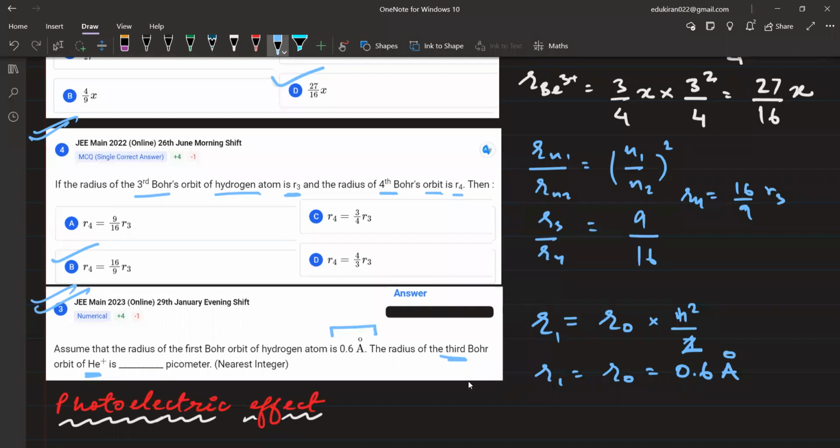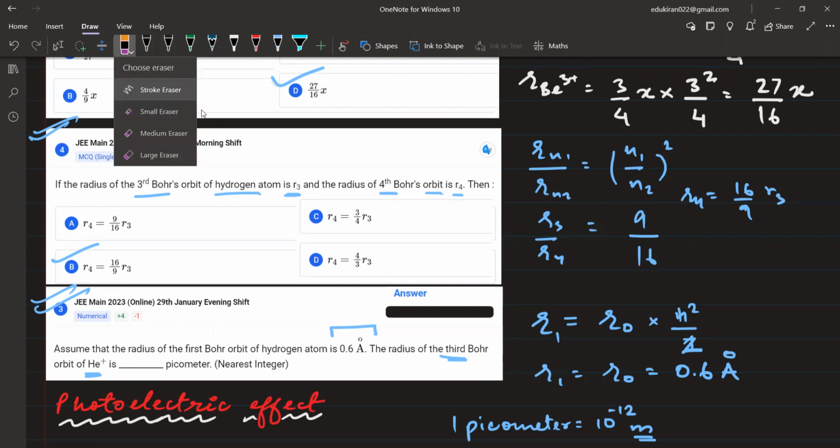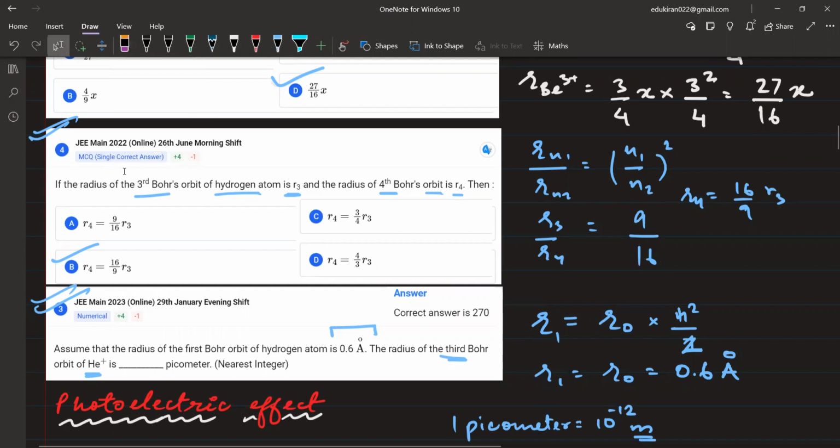What is 1 picometer? Marita, what is 1 picometer? 10 to the power minus 12 meters. Yes, Priya, correct. Waiting for Adriel. Yes, Adriel, very good, correct. Answer कितना आ रहा है? 270. Let us see. 270. Same.